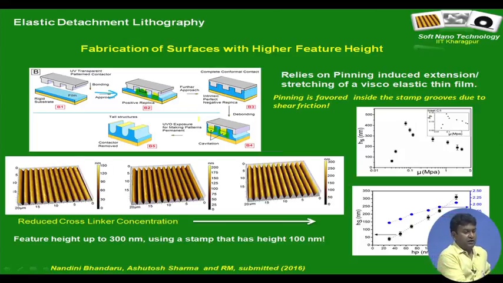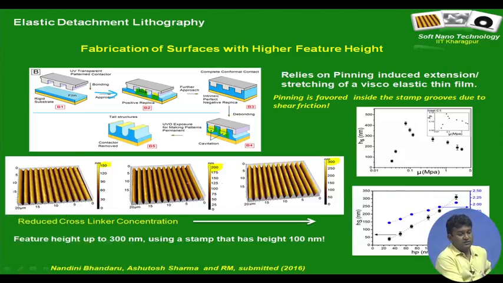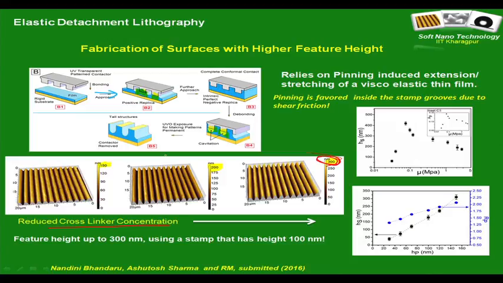And then, this is a simple result: you vary the shear modulus of the film, and you reduce the cross linker concentration. One can attain patterns which are 300 nanometer high using a stamp that is only 100 nanometer height. So, this is no longer a negative replica, it is not even a positive replica, it is some sort of a stretched replica. Of course, before detaching the stamp you need to freeze them.